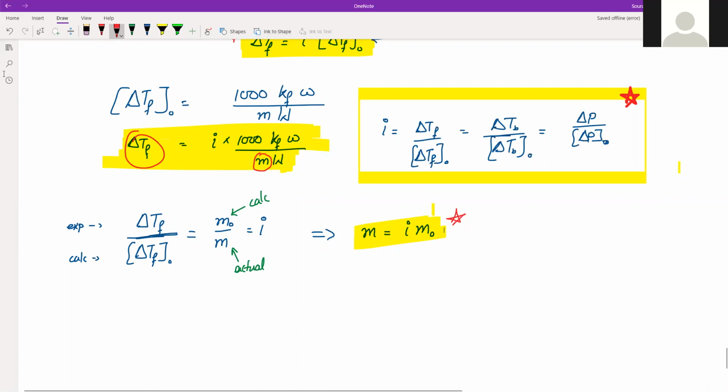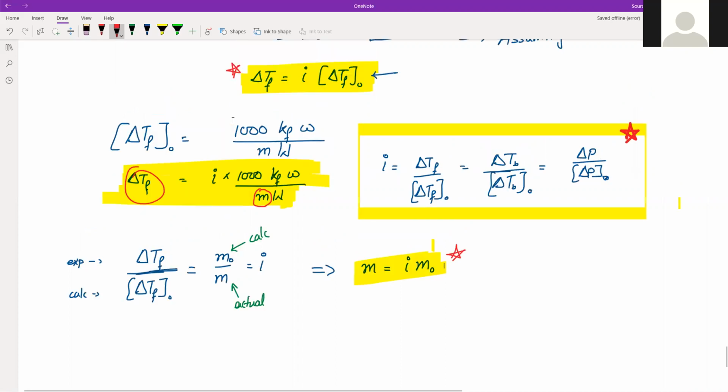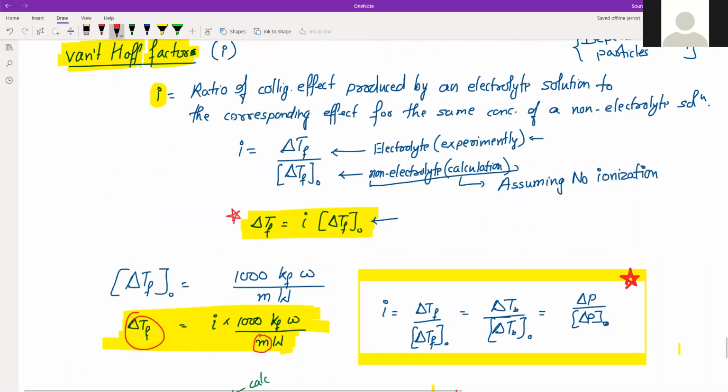Right. And now this I, which we see here, what can we say about its value? Will it be greater than 1? Will it be equal to 1? Or will it be less than 1? So whenever there is an electrolyte, the number of particles are increasing.